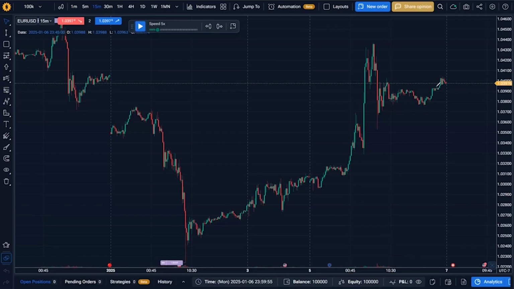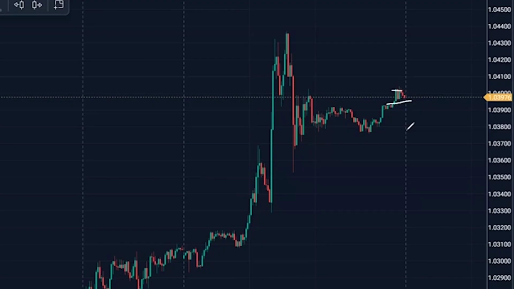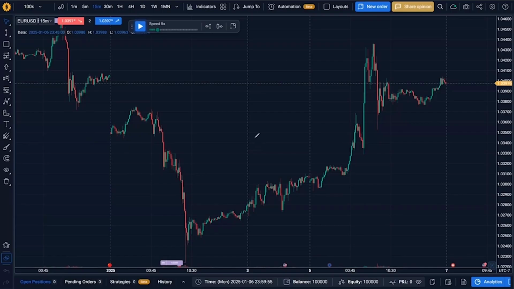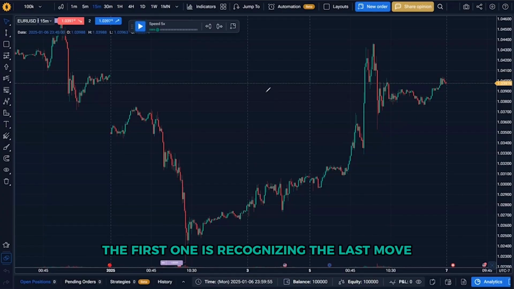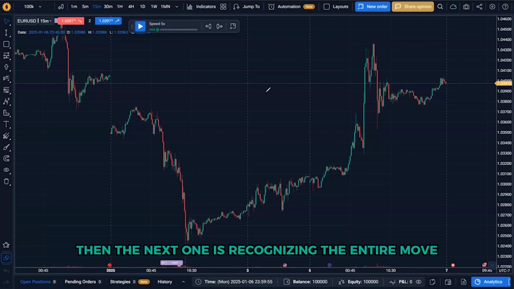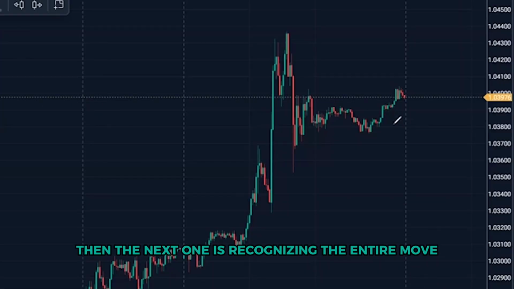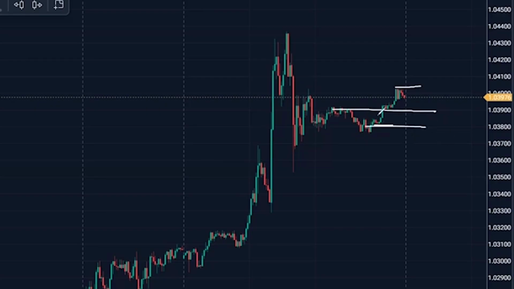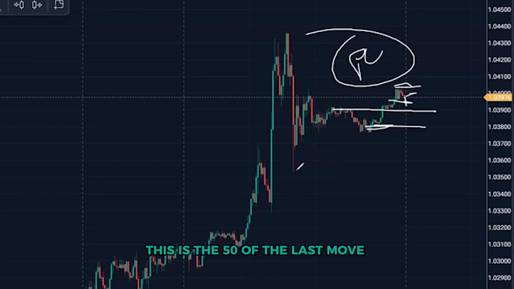Now, you could say it's gotten to the 50 of this last move up, but you could also say there's a two price cycle move. It should come to the 50 of the two price cycles, which is one price cycle back. So whoever said there's a lot of 50s and they're all relevant, you're right. But that's the next level. The first one is recognizing the last move. Then the next one is recognizing the entire move after the breakout, before the breakout, the price cycles. This is the 50 of this move here. This is the 50 of the last move.